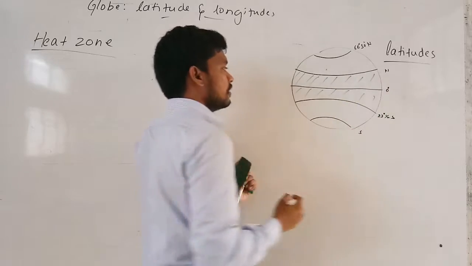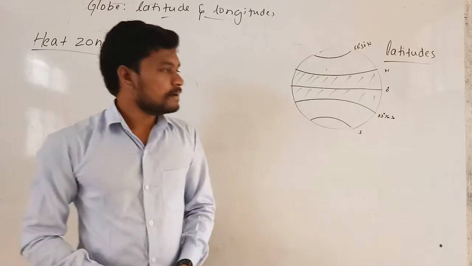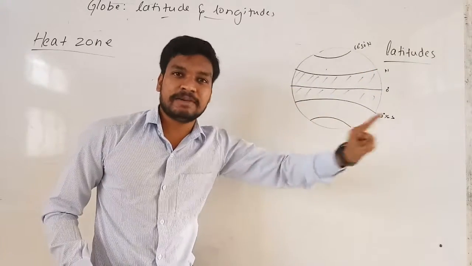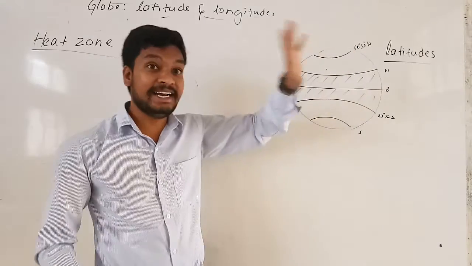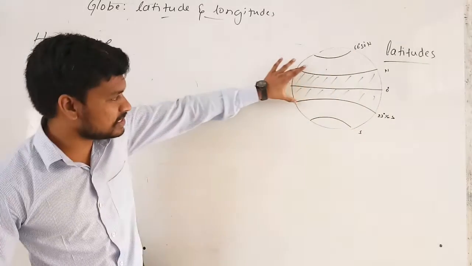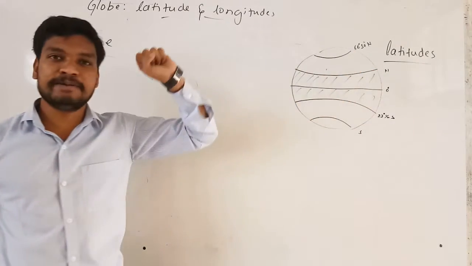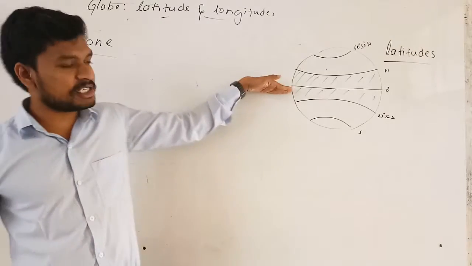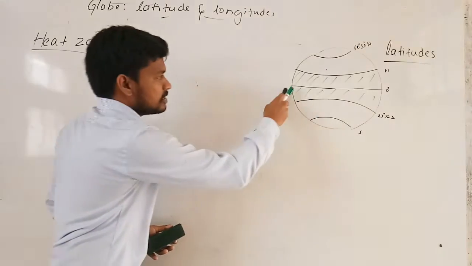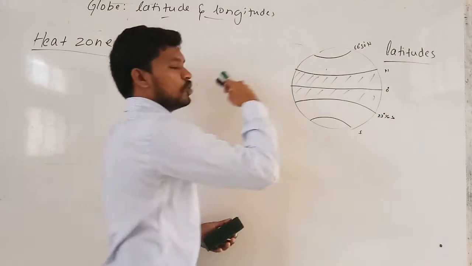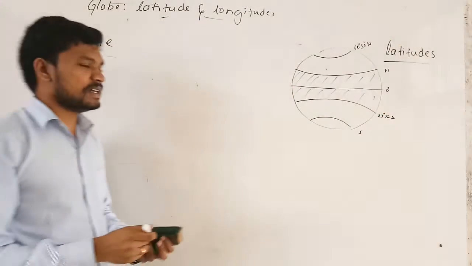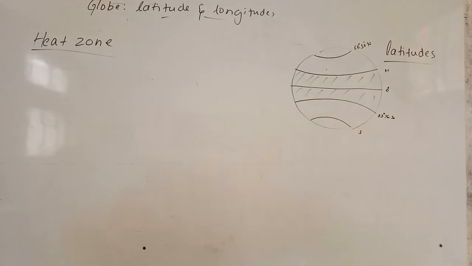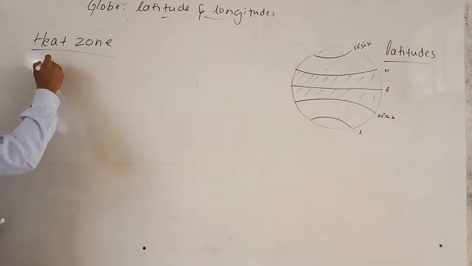That means in this zone or in this area that prevails a similar temperature, it will always be high temperature. Always in this area we receive high temperature because the sunlight falls directly on this area, that means in this zone. So we have given a name for that. What is torrid zone? That's about torrid zone.